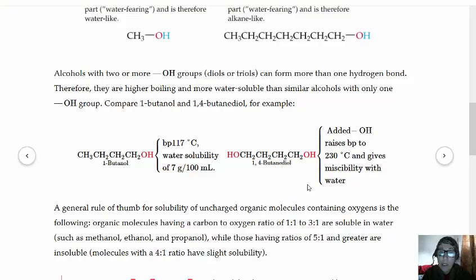Now, here in your textbook, there's a general rule of thumb for solubility of alcohols, and in general, organic molecules. This works for molecules other than alcohols, but definitely for alcohols: organic molecules having a carbon to oxygen ratio of 1:1 to 3:1 are soluble in water, such as methanol, 1 carbon, 1 oxygen, ethanol, 2 carbons, 1 oxygen, propanol, 3 carbons, 1 oxygen. They are soluble, while those having ratios of 5 carbons to 1 oxygen and greater tend to be insoluble, whereas 4 carbons to 1 oxygen is sort of the line between insoluble and soluble in water.